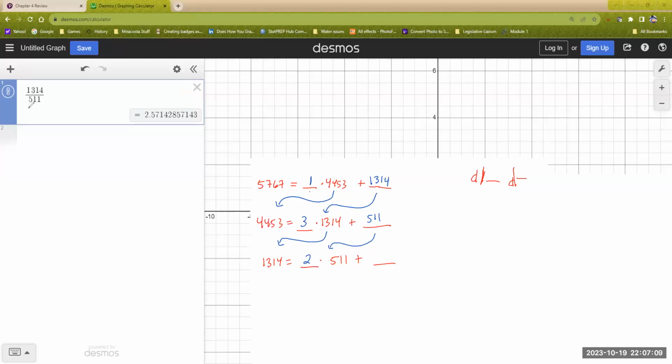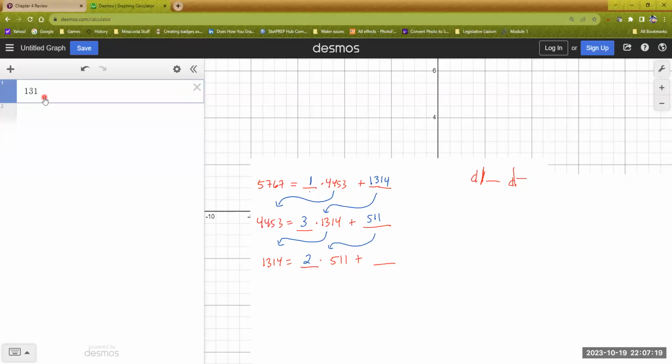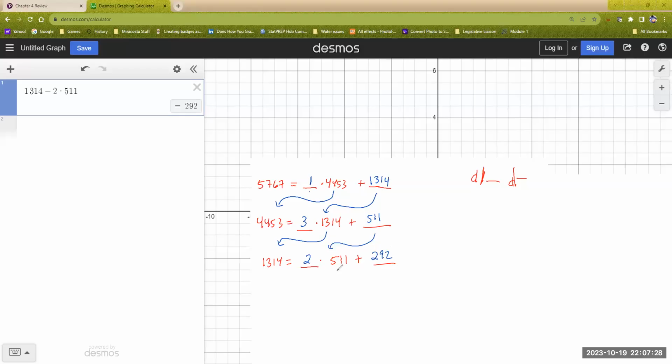Now, what I like about this is you can really choose what kind of remainder you want. So I'm going to say 1314 minus 2 times 511. My remainder is 292. Okay, so here we go, 292. And then I would bring this down and I'd have 511 equals a certain number of 292s plus some kind of remainder. I forgot to change my pen color.